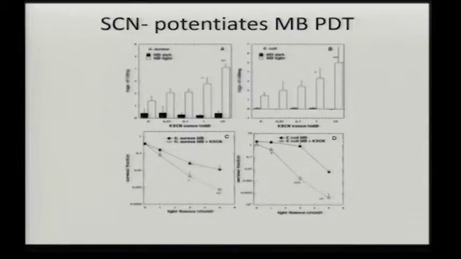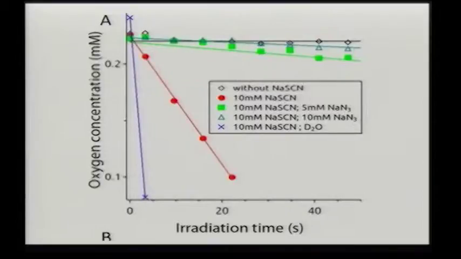So again, thiocyanate does potentiate killing by methylene blue, PDT. Here you see you add more thiocyanate, there's a lot more killing. The Staph aureus, probably 2 logs. E. coli, maybe 3 logs. So it kind of works the same as azide.